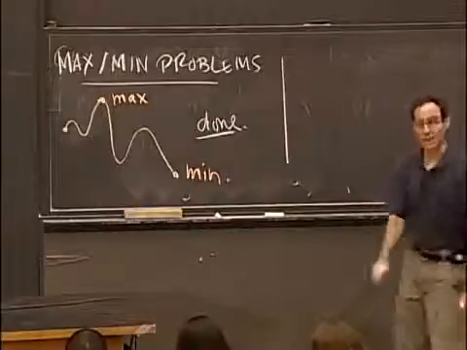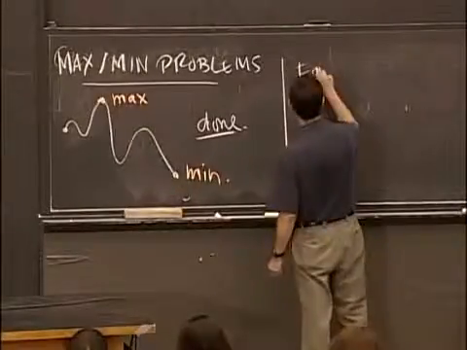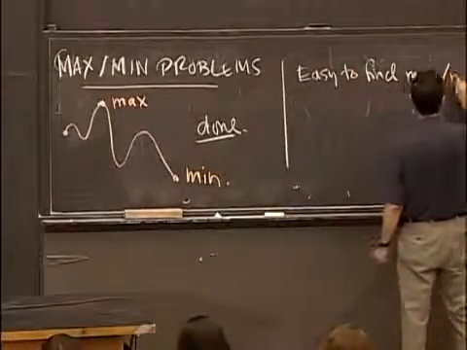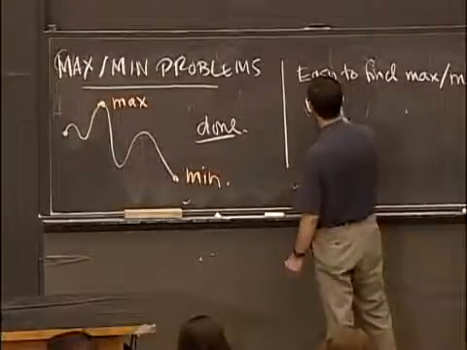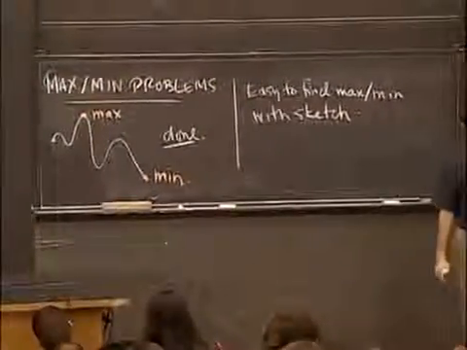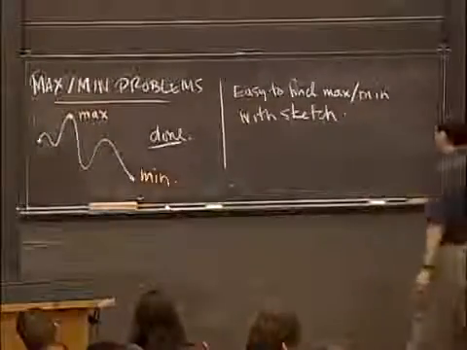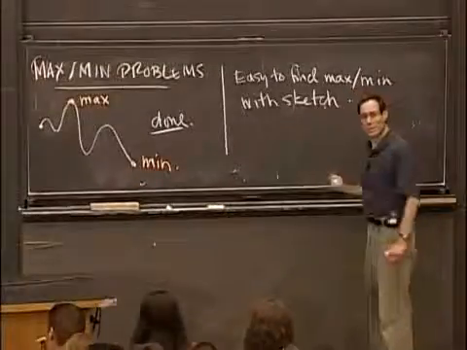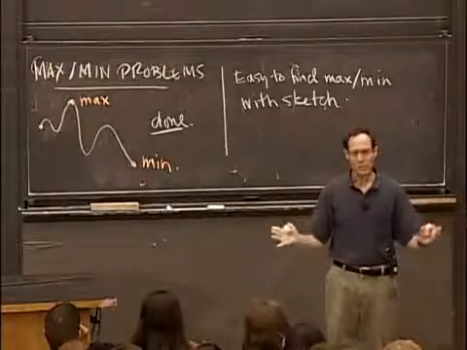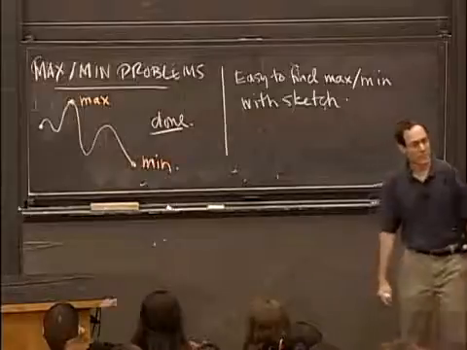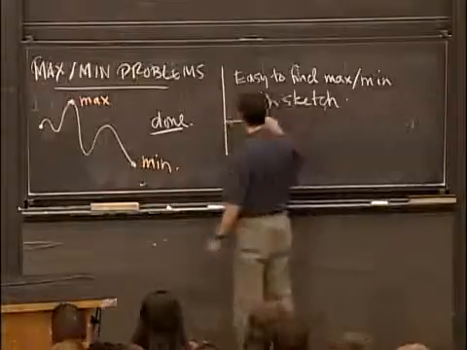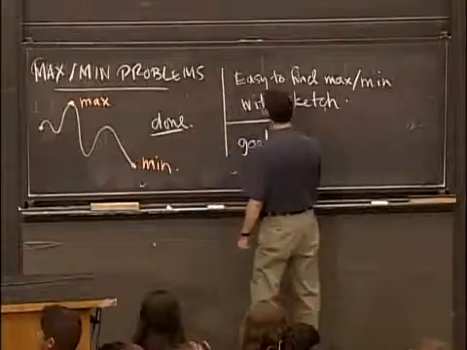Okay? The point being that it is easy to find the max and the min with the sketch. Okay? It's very easy. The problem is that the sketch is a lot of work. We just spent 20 minutes sketching something. We would not like to spend all that time every single time we want to find a maximum or minimum. So our goal is to use shortcuts.